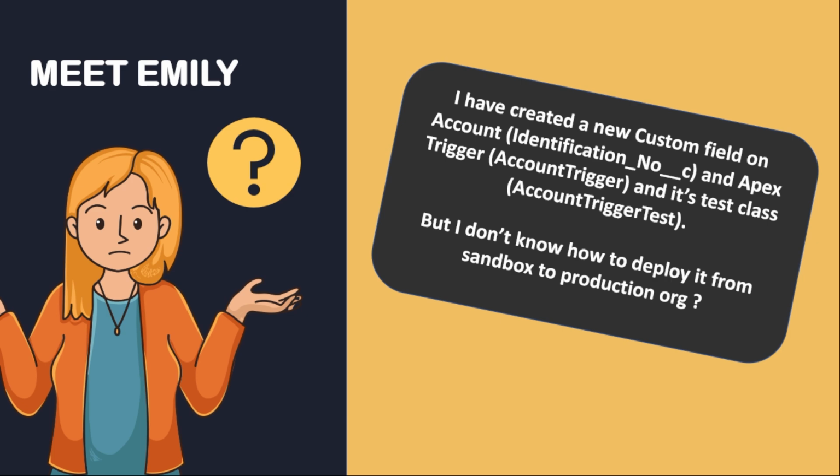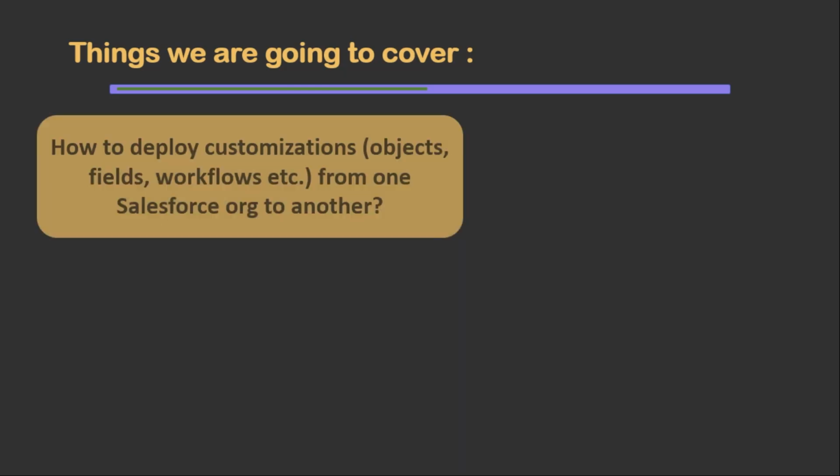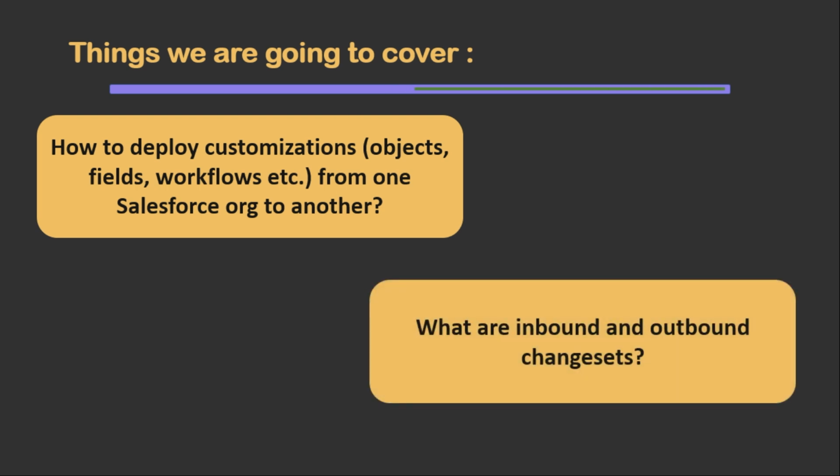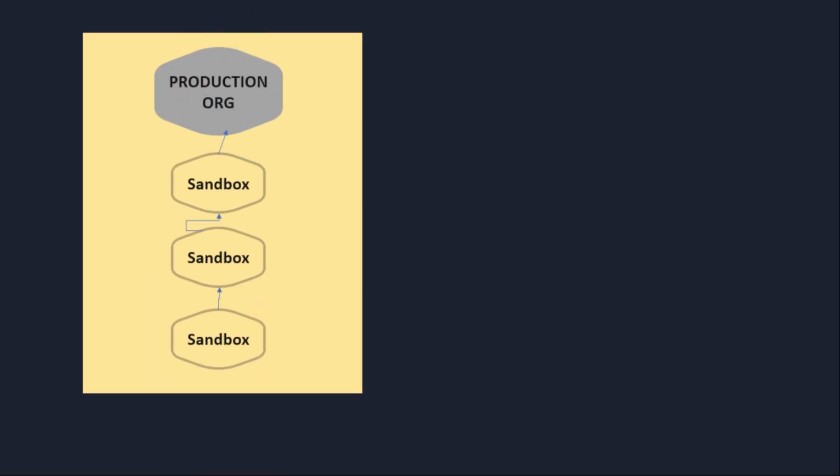So let's see what we are going to cover in this video. How to deploy customizations, objects, fields, workflows, etc. from one Salesforce org to another. What are inbound and outbound change sets? These things you are going to understand in this video. But before moving ahead, I'll make it very easy for you. I want you to understand what a change set can possibly do and from where to where we can deploy using the change set method, right?